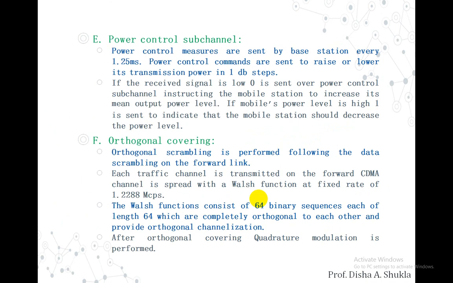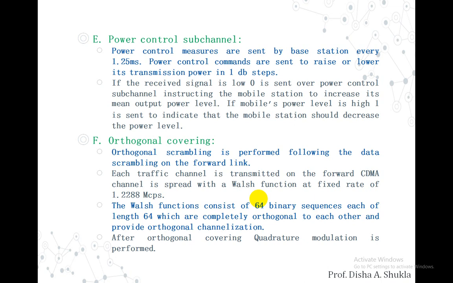The next process is the power control subchannel. The power control bits are sent by the base station every 1.25 milliseconds. The power control commands are sent to raise or lower the transmission power in 1 dB steps. If the received signal is low, a 0 is sent over the power control subchannel, instructing the mobile station to increase its mean output power level. If the mobile's power level is high, a 1 is sent to indicate that the mobile station should decrease the power level.